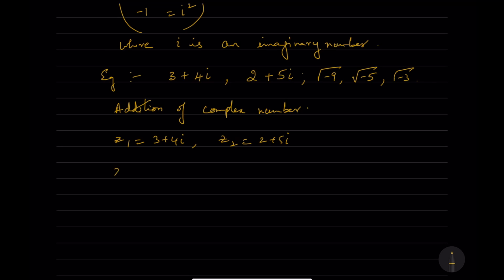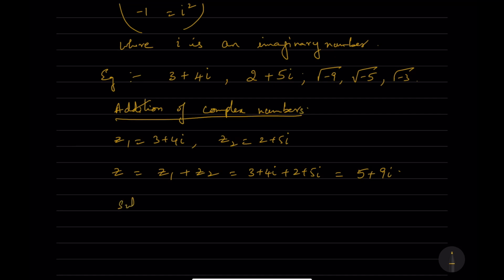Now here, complex number z is equal to, addition means you are adding z1 plus z2. So this is equal to 3 plus 4i plus 2 plus 5i. Now here, like terms: we add all the real numbers and then we add all the imaginary numbers. So you are getting 5 plus 9i. This is equal to z, the addition of complex numbers.